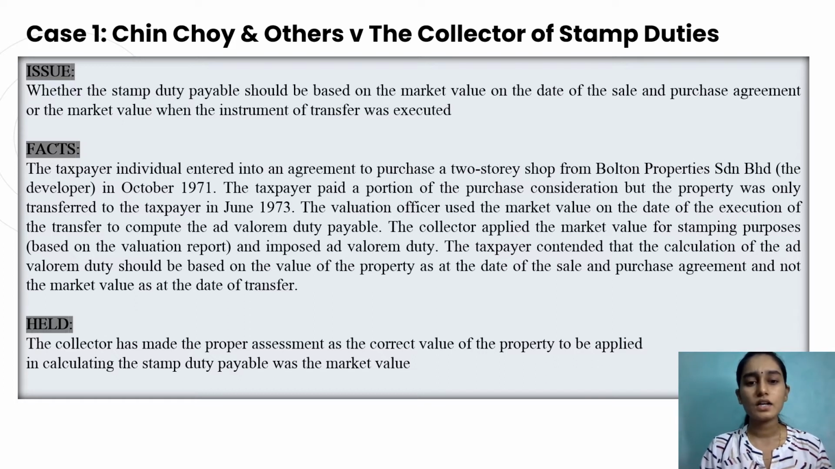The collector applied the market value for stamping purposes based on the valuation report and imposed ad valorem duty. The taxpayer contended that the calculation of the ad valorem duty should be based on the value of the property at the date of the sale and purchase agreement and not the market value at the date of transfer. The judge held that the proper assessment was made by the collector, as the correct value of property to be applied in calculating the stamp duty payable was the market value. So in this case, the decision favored the tax authorities.